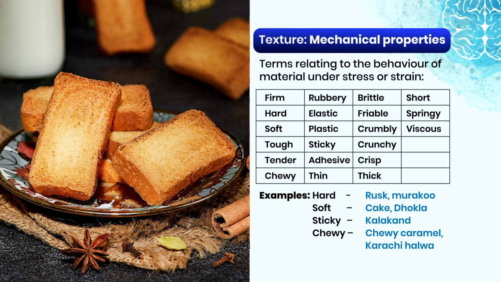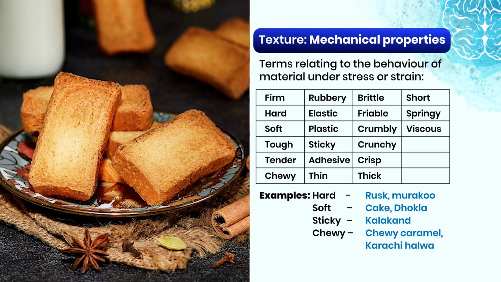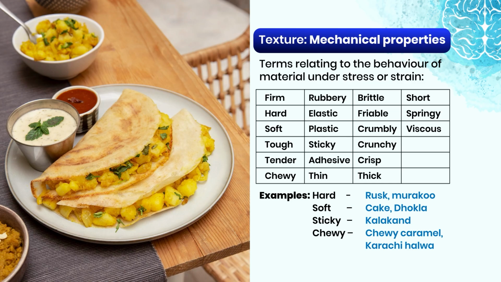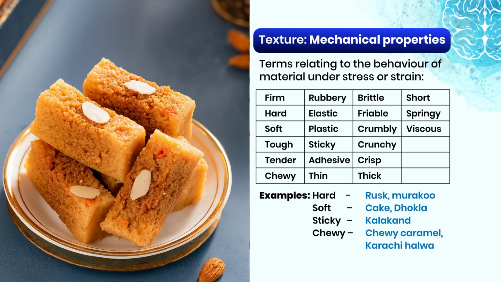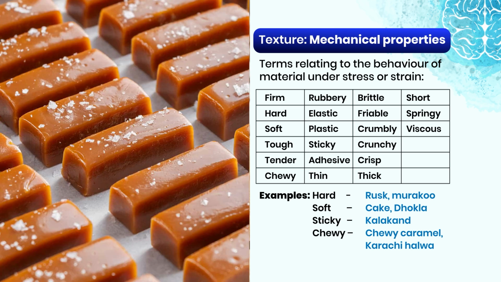The vocabulary which I was referring to, say for example, texture, mechanical property, you should take a detailed study of the difference in terms of firm, hard, soft, tough. Otherwise, they appear to be quite close words. I have tried to differentiate a few of them, like hard. If you take a rusk versus a biscuit, which is harder? So rusk is the hard one. Murukku is a South Indian snack. Cake, dhokla, they are quite soft kinds of food. If we take kalakand or milk cake kind of product, sticky, there could be some caramels, they are more chewy kinds of products.